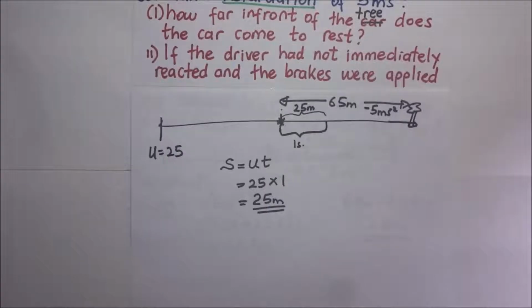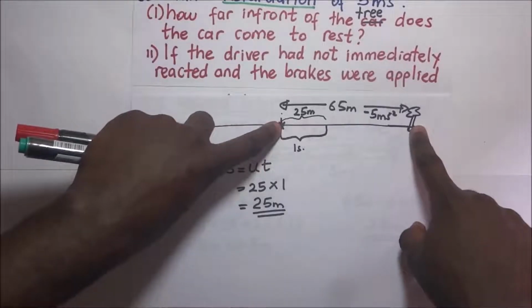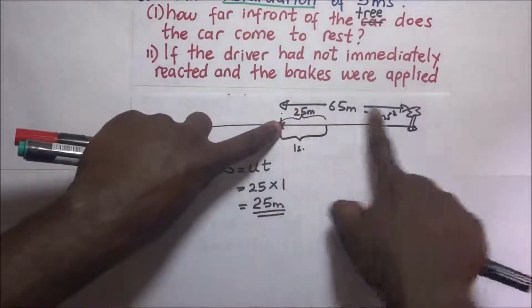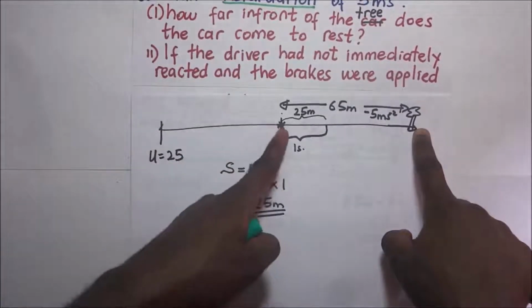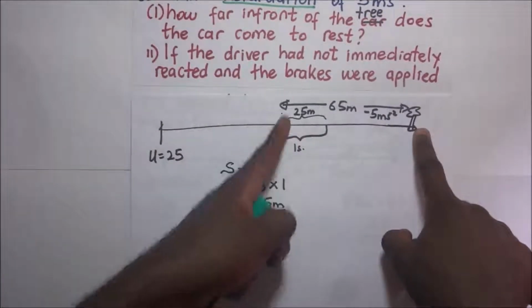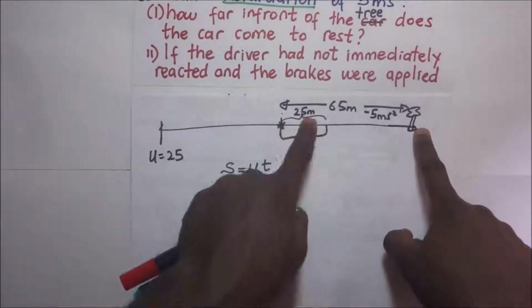So when he moves that extra distance of 25 meters, remember that he is able to notice the tree when it was 65 meters ahead. In the second instance, when he delays by 1 second from the point he notices the tree, he delays by 1 second to apply the brakes, he moves an extra 25 meters.